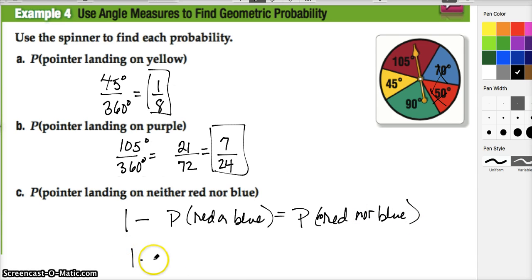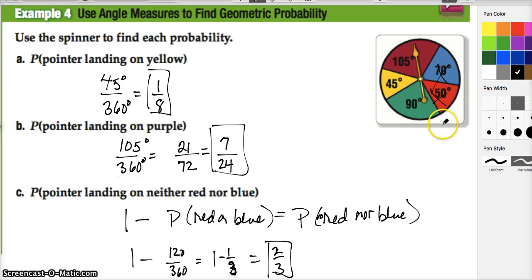So 1 minus, what's the probability of red or blue? 70 plus 50 is 120. So that will be 120 over 360. I'll continue to reduce that: that's 12 over 36, which can be reduced down to 1/3. So I should write 1/3 and not 1/2. And so we have 1/3. 1 minus 1/3 is going to be 2/3, because that's like 3/3 minus 1/3. So you have a 2/3 probability for it to land elsewhere aside from the other two.